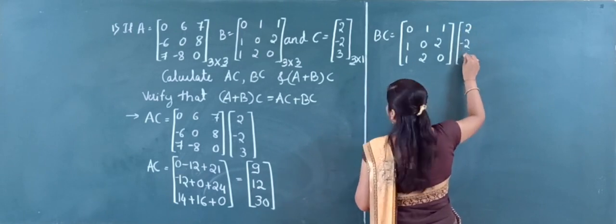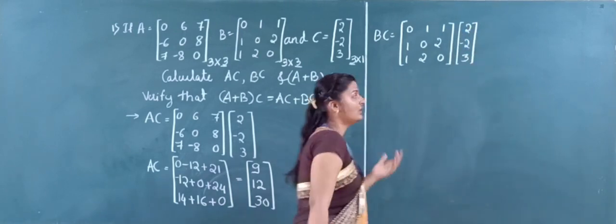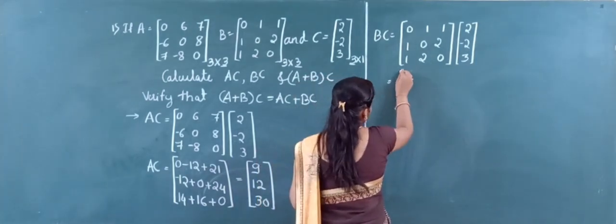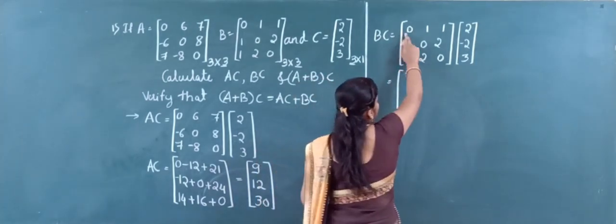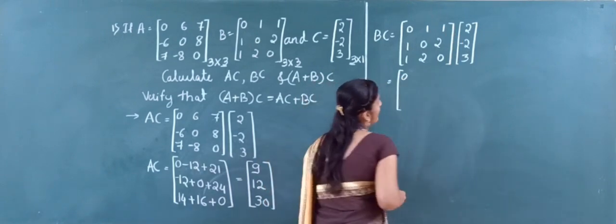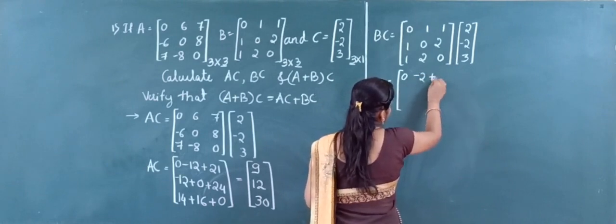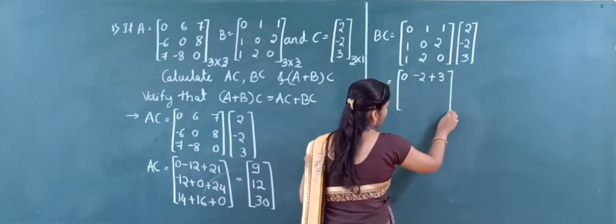2, minus 2, 3. So after multiplying, what will you get? How can we multiply? First row, first column: 0 into 2, 0; 1 into minus 2, minus 2; 1 into 3, plus 3. First row is over.